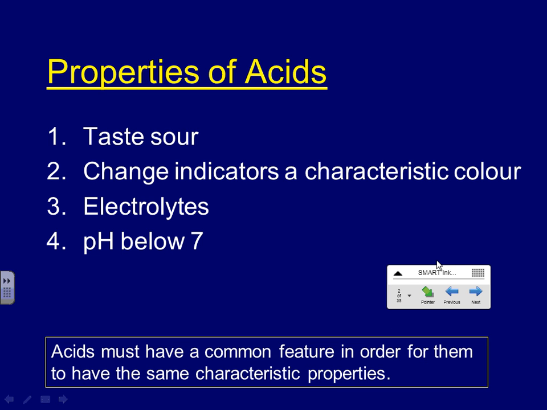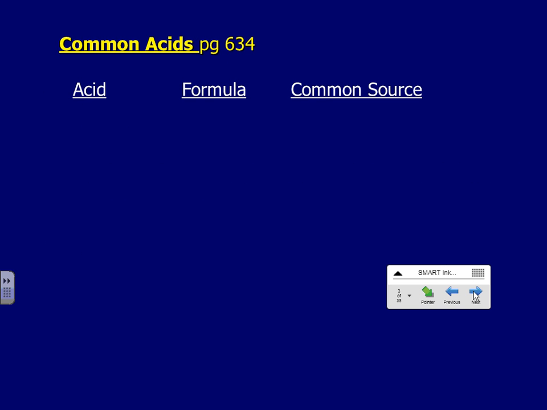If all acids behave the same way, then therefore acids must have a common feature in order for them to have the same characteristics and properties. All right? So there's something common about all acids which gives them this ability.